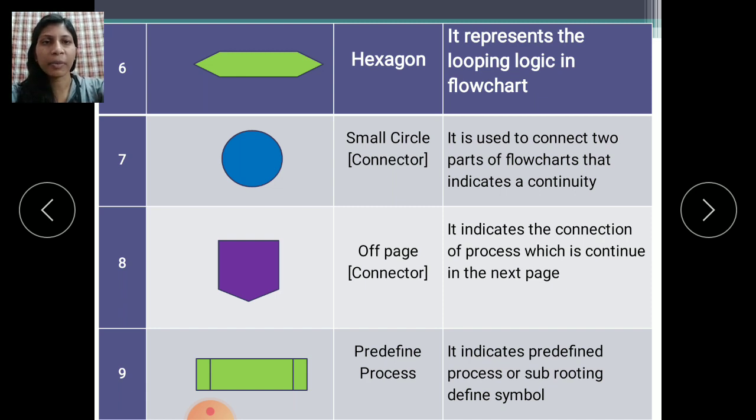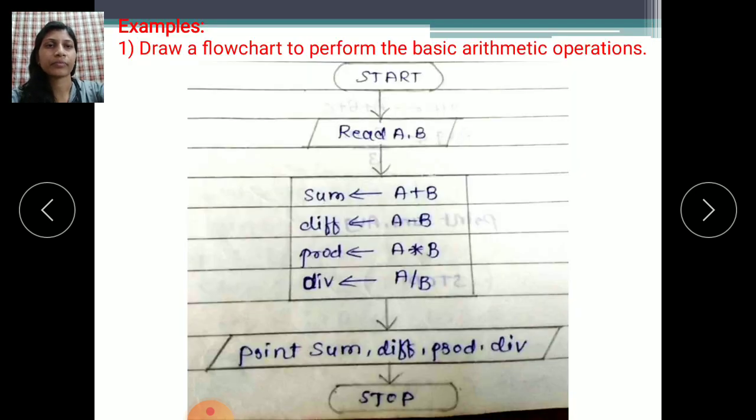Then on the next page use this off-page symbol. It shows the first part of this algorithm is on the front page. So these are the connectors we use in our flowchart. Then the predefined process. If you are using subprograms in one program, meaning sub parts, at that time you use the predefined process. See here, this is your first example.